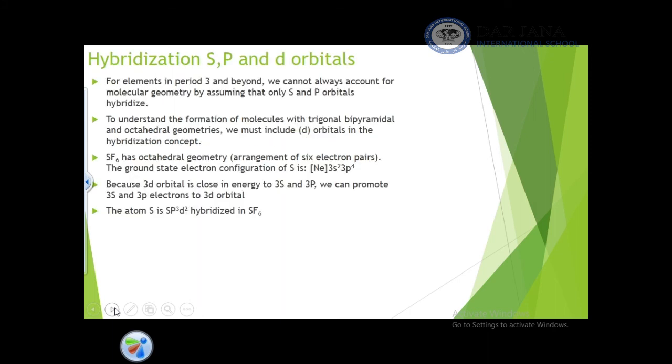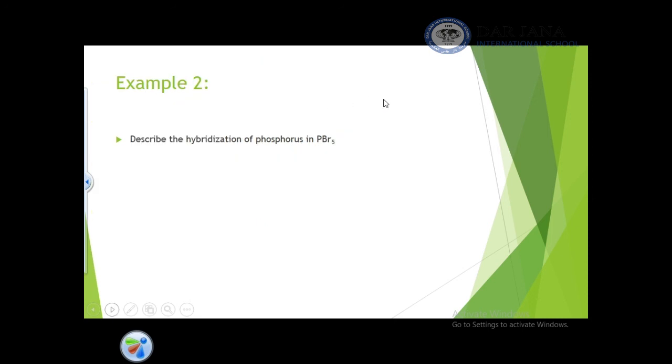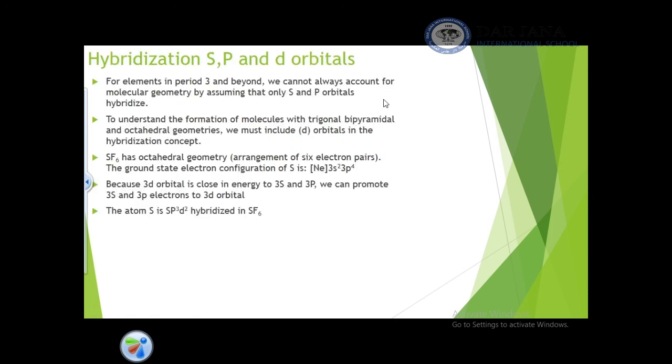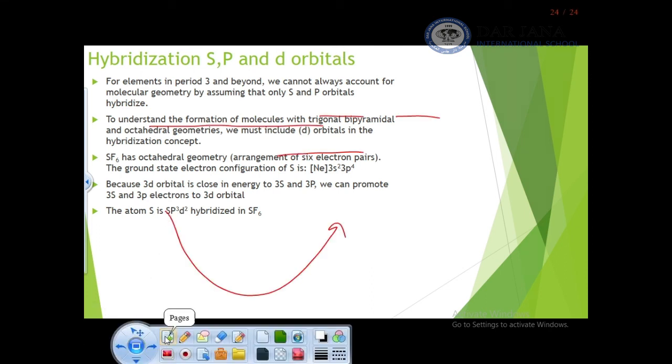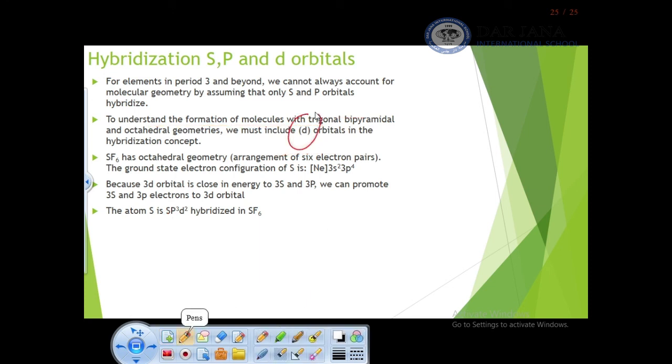Now, something you should know about the hybridization of s, p and d orbitals for elements in period 3 and beyond. We cannot always account for molecular geometry by assuming that only s and p orbitals hybridize. Okay? To understand the formation of molecules with trigonal bipyramidal and octahedral geometry, we must include the d orbitals in the concept. Now we will see an example. SF6 has an octahedral geometry arrangement.